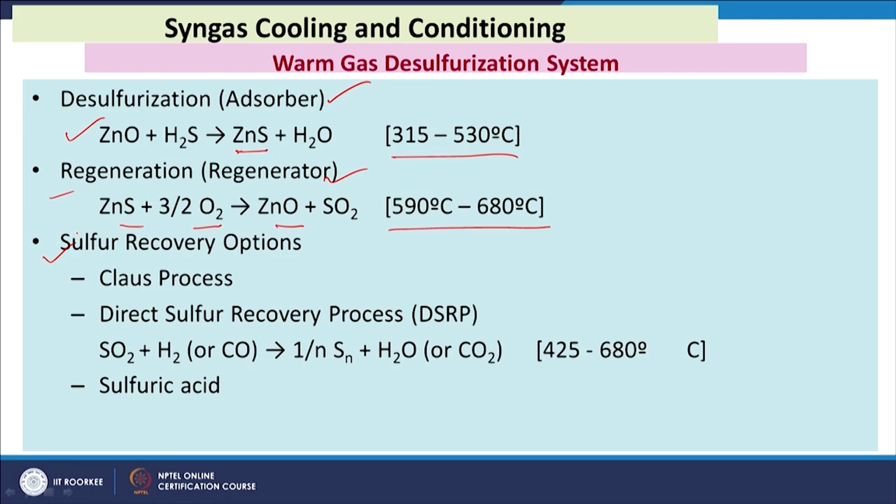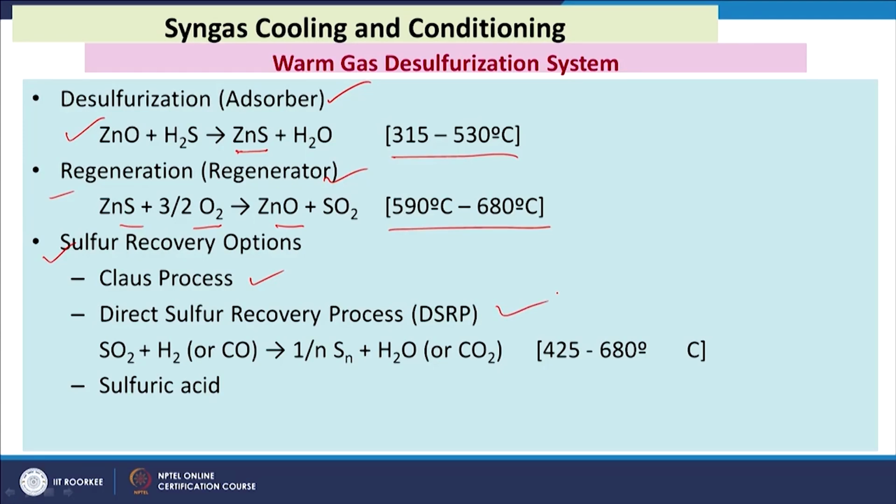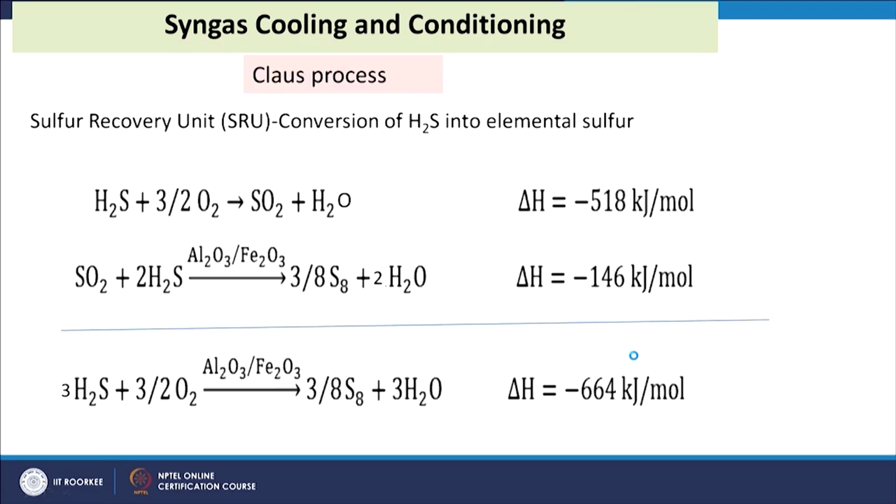Sulfur recovery options are also there. Sulfur can be recovered from the syngas through the Claus process or direct sulfur recovery process. There are two processes. In the direct sulfur recovery process, SO2 plus H2 or CO reacts to give 1/n Sn plus H2O or CO2 at 425 to 680 degrees centigrade temperature, and sulfuric acid can also be produced from the sulfur. So, this is the Claus process.